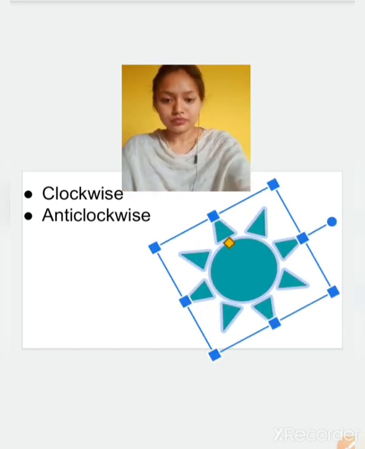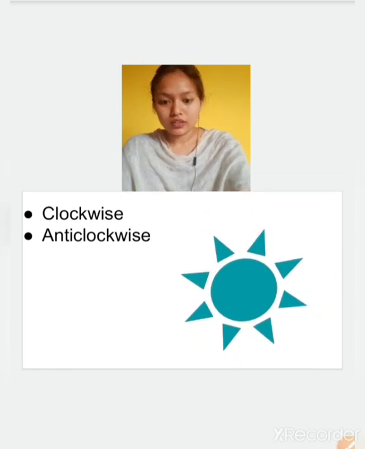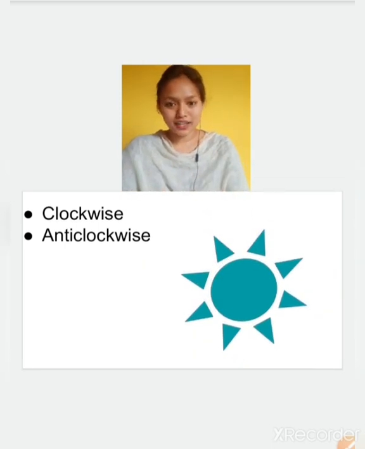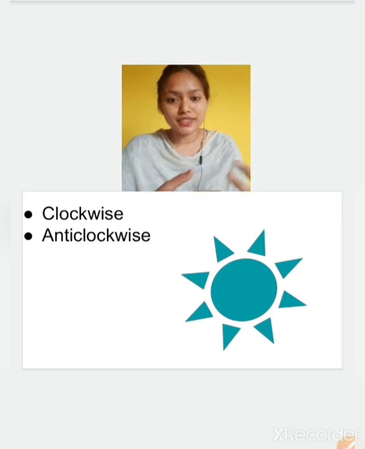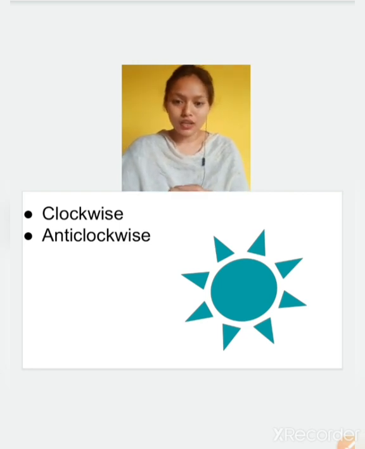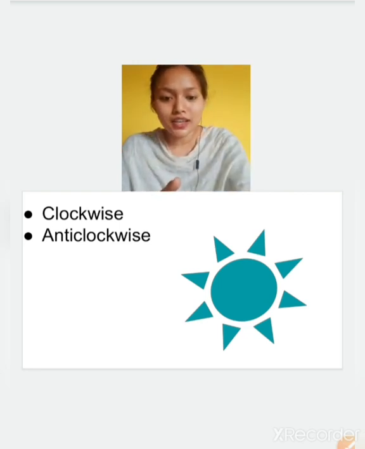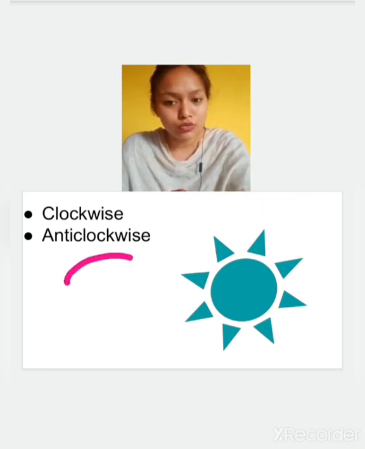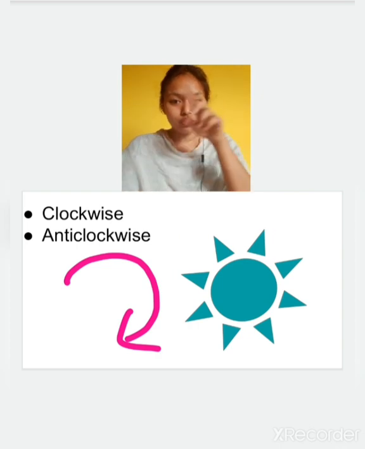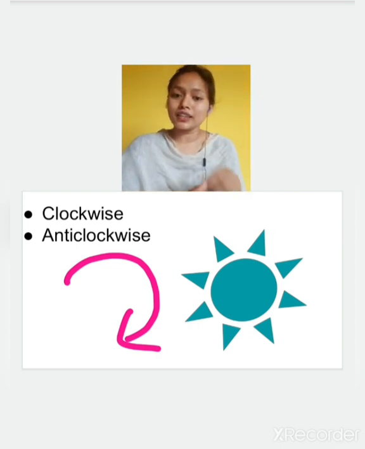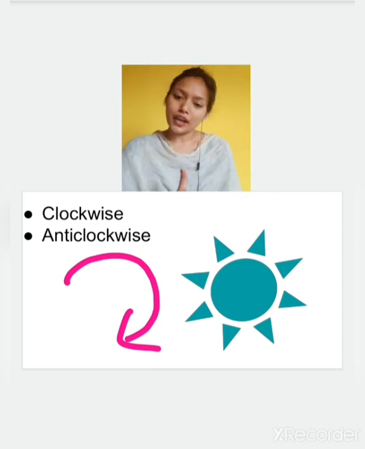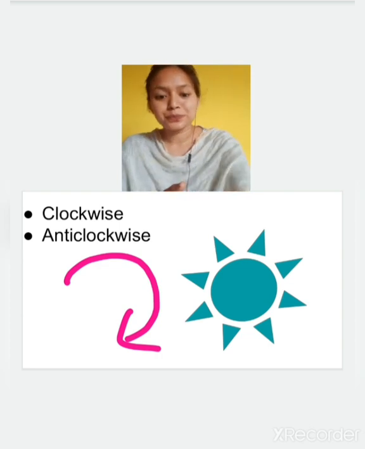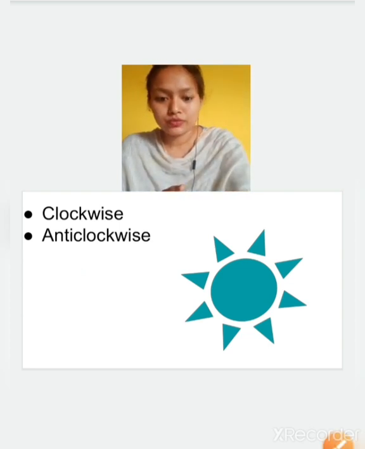So clockwise and anti-clockwise are the two types of rotations. Today we will talk about the clockwise direction. We will rotate the objects in the clockwise direction. Okay, the clockwise direction is clear. When we rotate objects as the clock moves, in this direction, it will be the clockwise direction, and the other one will be the anti-clockwise direction. Okay, so let's move.